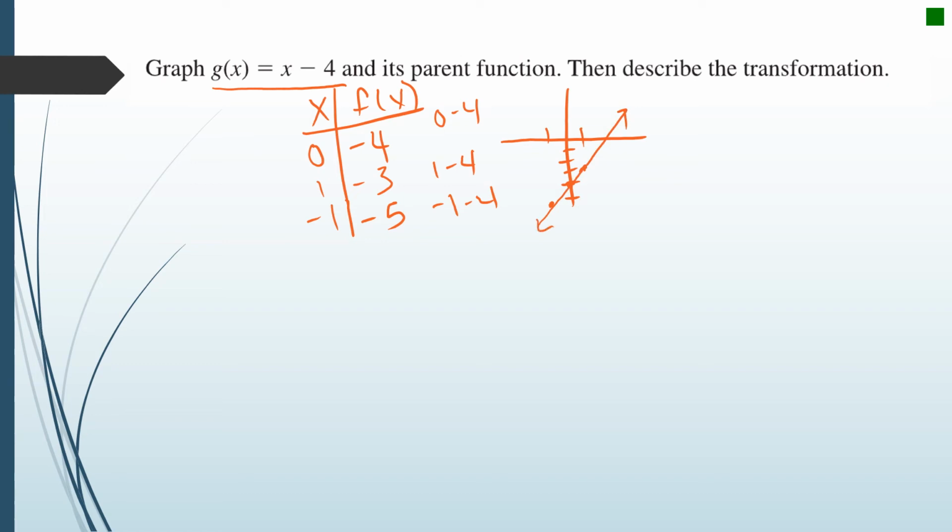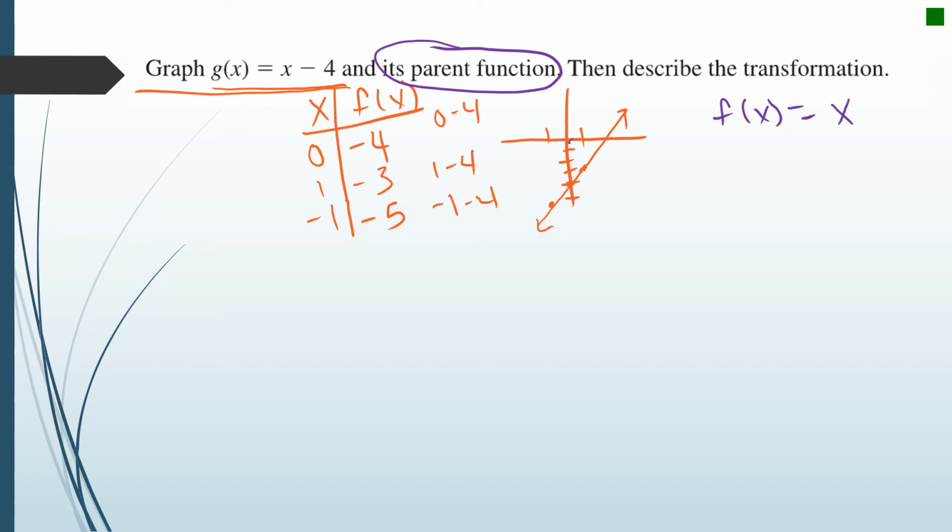Okay, so that is this part. It says graph that function, but then it also says graph it with its parent function. So the parent function in this case is going to be f of x equals x, the linear function. If you don't know how to graph it, you can go back a couple pages, or let's just try some points.